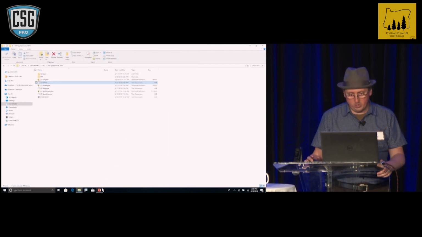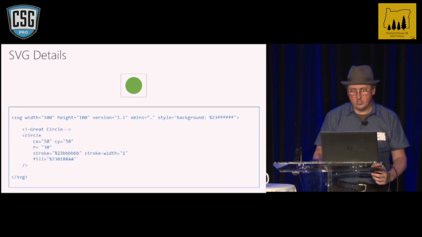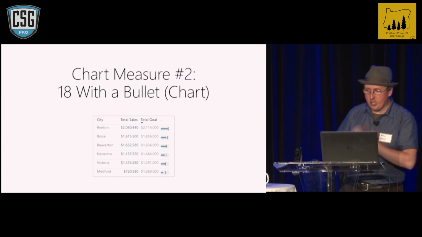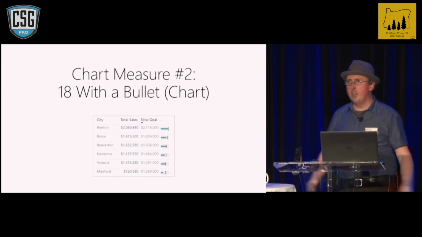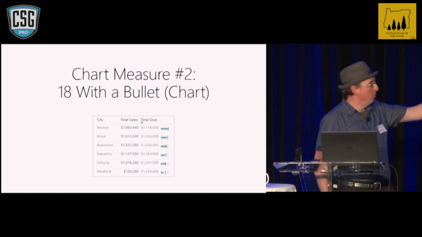So the next one's a bit more spicy. And it's also a bit more useful. Oh, shoot, I didn't even go through all this stuff. I'm sorry. Okay, 18 with a bullet chart. Bullet charts, you know them, you love them, and if you don't, you should know them and love them. Bullet charts are a fantastic way of showing actuals compared to goals.